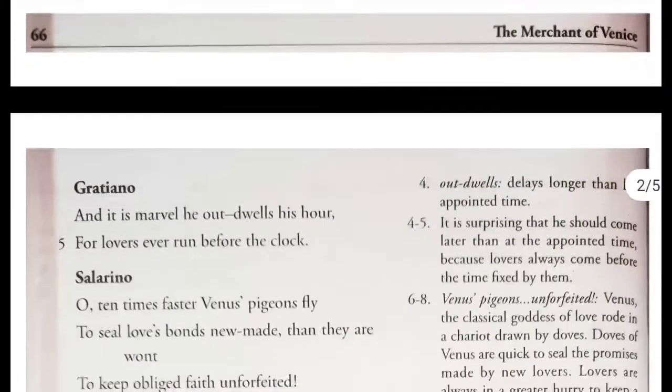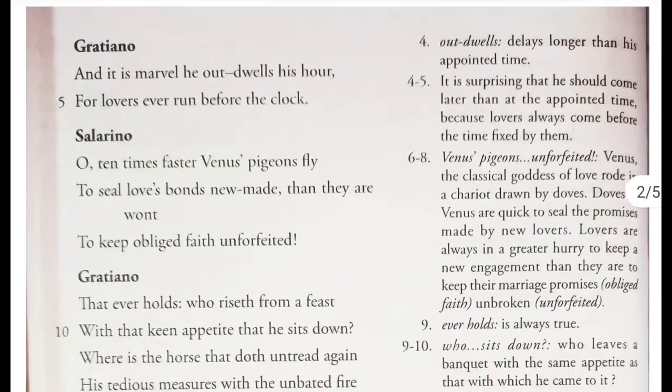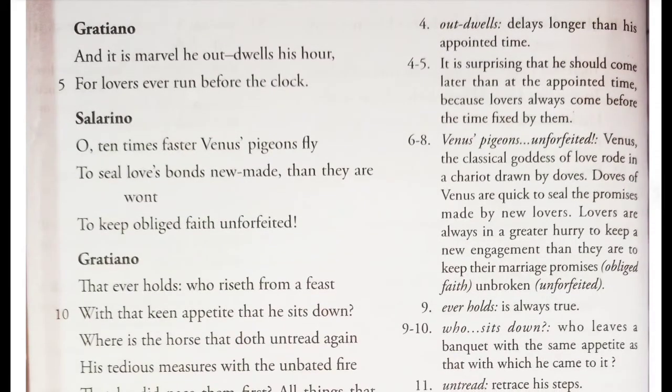Now we move on to page 66. Gratiano says, and it is marvel he outdwells his hour, and it is really surprising that he should not come at the time which has been appointed or which has been decided upon. For lovers ever run before the clock. Explanation is given alongside, because lovers always come before the time fixed by them. So he should have been here. And when somebody is freshly or newly in love, he is always before time to keep an appointment.